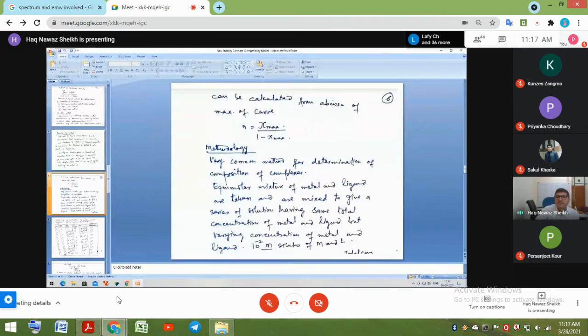So this is a very common method for determination of composition of complexes, using equimolar mixtures of metal and ligand. As I said yesterday, our effort is always to make two solutions having the same concentration, metal and ligand, and we then mix them in different proportions while keeping the total concentration the same, to give a series of solutions having the same total concentration of metal plus ligand but varying concentrations of metal and ligand.